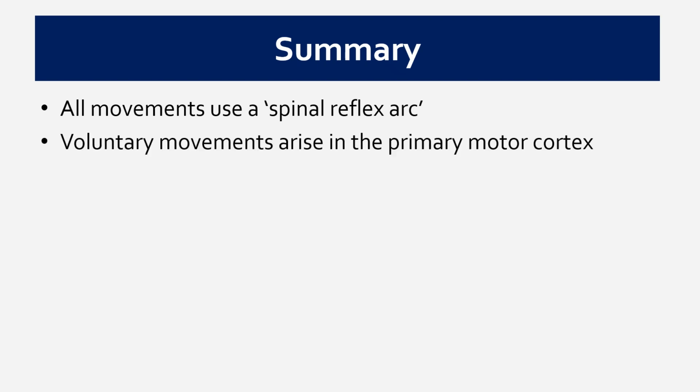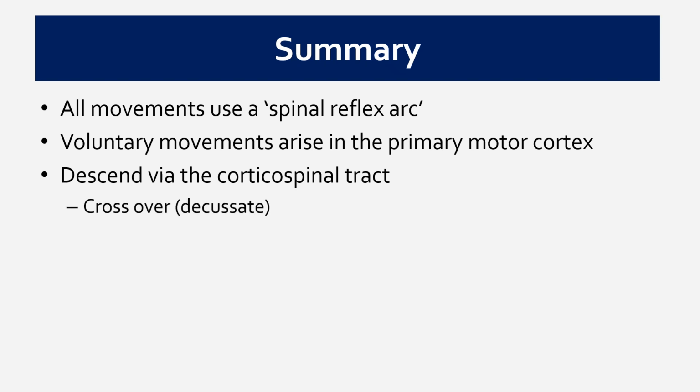Okay, a summary then. All movements use a spinal reflex arc. That includes involuntary reflex movements and voluntary movements. Voluntary movements arise in the primary motor cortex. There are other cortical regions that are involved, and they all send the information onto the primary motor cortex, which then goes down the corticospinal tracts, crossing over in the medulla at the decussation of the pyramids.